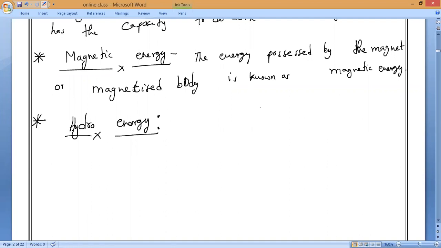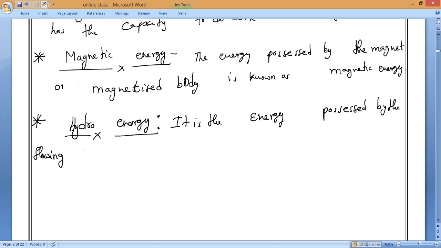Very good. Right. It is the energy possessed by the flowing water. Now, one question I will ask. Can I ask one question, everybody? Will you answer it? Now, water is stored in the reservoir. What is the energy possessed by the body? Water is stored in the reservoir or dam. Which energy is it possessing? Potential energy.